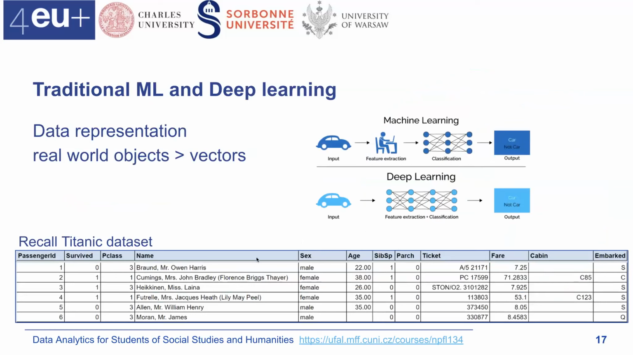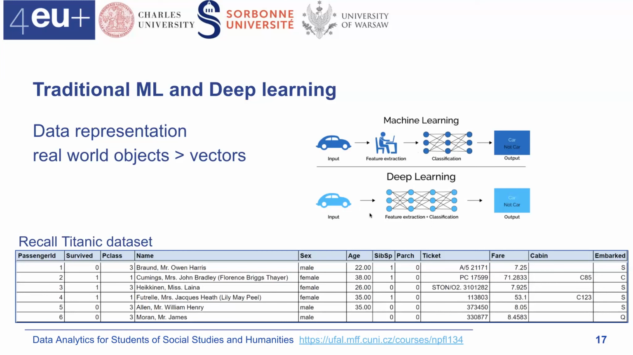So here you can see the data representation. This picture is an illustration, or a visualization, of the traditional machine learning method. Here you can see an expert designing features, designing the data representation of real-world objects. There is some machine learning algorithm. While in deep learning, this step includes both feature extraction and classification.